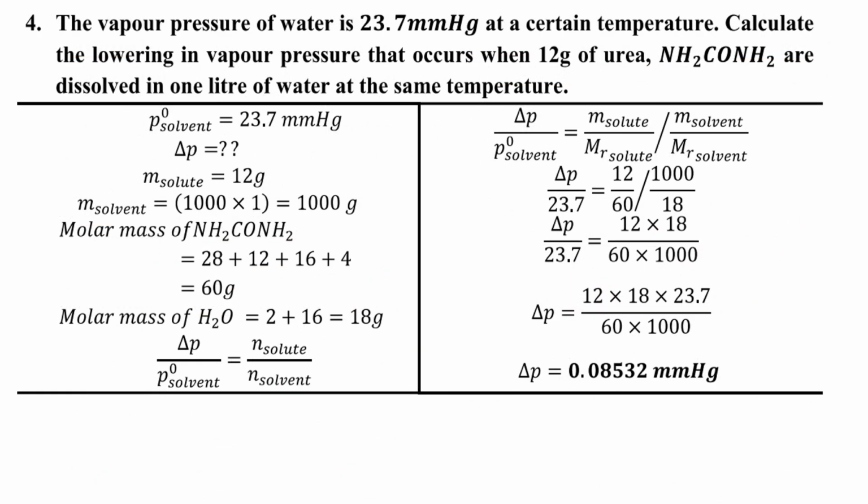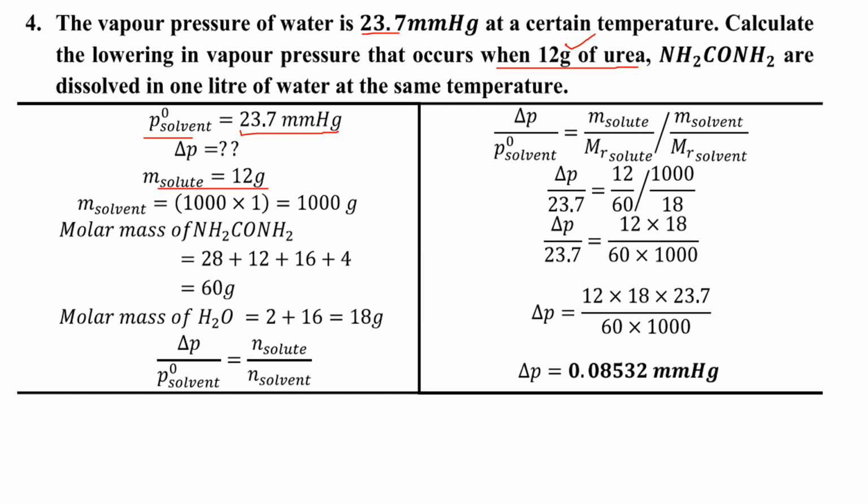Now, if you look at the vapor pressure of water, if you have to summarize all this question, they tell you that the vapor pressure of water is 23.7 millimeters of mercury. So that means that the vapor pressure of the solvent is equal to 23.7 millimeters of mercury. Now they tell you that this is at a certain temperature. Now calculate the lowering in vapor pressure that occurs when 12 grams of urea. Now this obviously is going to be the mass of the solid. Once you read out something, you summarize it. Mass of the solid is equal to 12 grams.